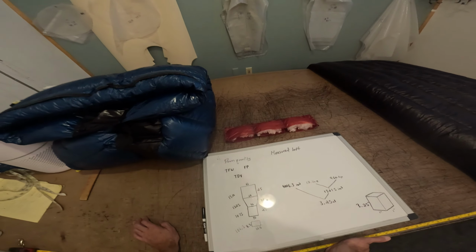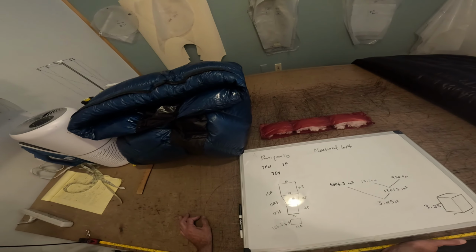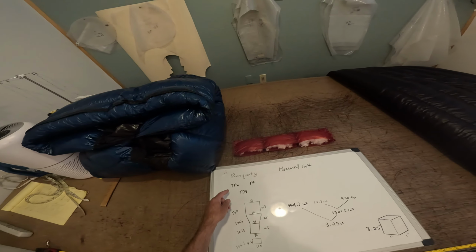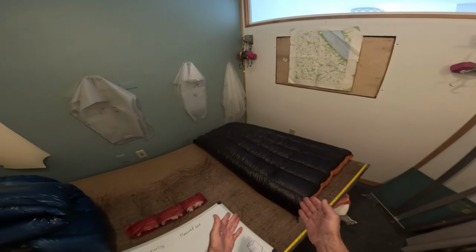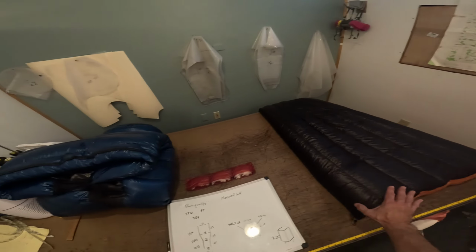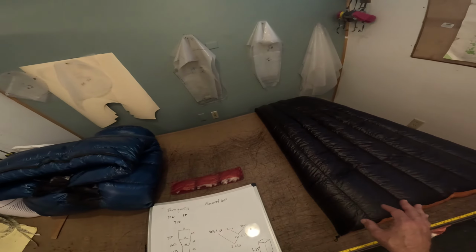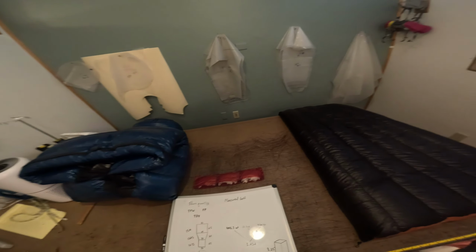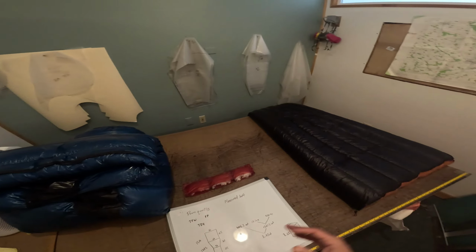In this video, we're going to be focusing on ways to obtain useful down quantity metrics. The specs that we are provided with are total fill weight and fill power. Total fill weight being the total amount of down in weight in the entire item. Fill power being the fill power rating of that down, which is how much volume 1 ounce of that down fills. And we can take those two things and multiply them together to get total down volume in the whole thing.